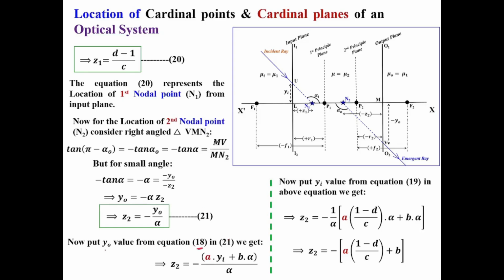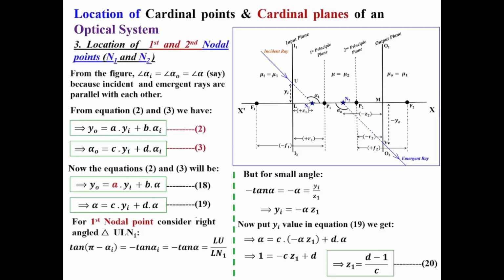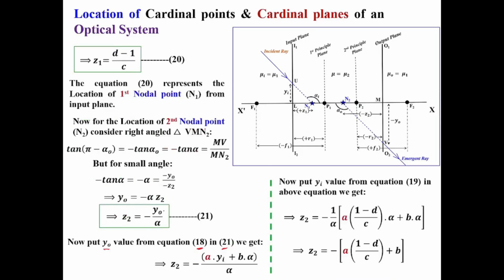Put yo value from equation number 18 in 21. Where is your equation number 18? This one. In equation number 18, yo equal to a yi plus b alpha. Here it has been substituted. Instead of yo, it is substituted as a yi plus b alpha by alpha. Okay.